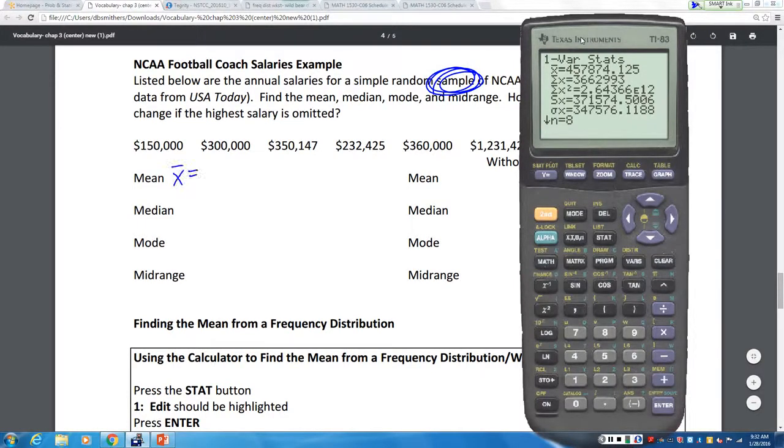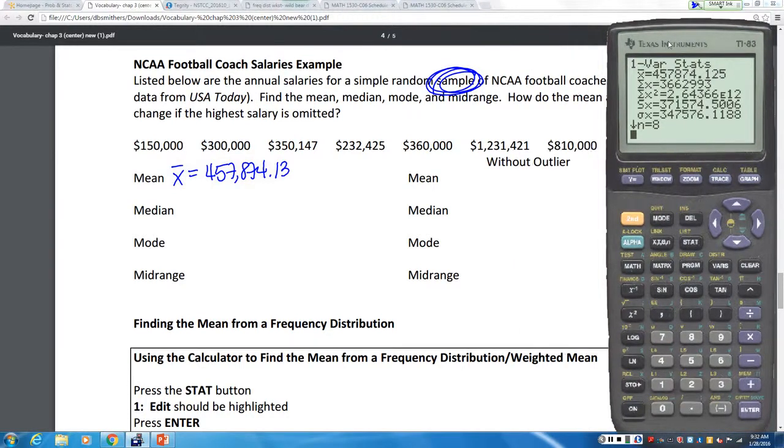X bar equals, and then I put in my number here, and just copy. And since this is money, it sure does make sense to use 2. All right. So again, does that really look right? Let's remind ourselves, what's the word association with mean again? Average. So does this really represent the average of the coaches' salaries? No.